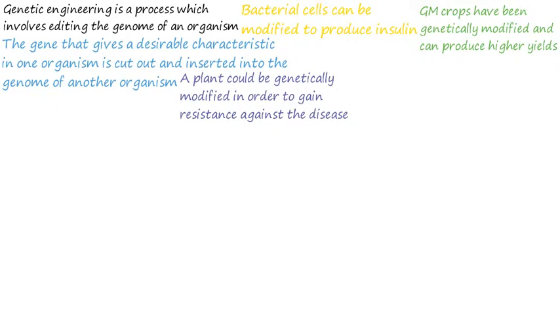GM crops are crops that have been genetically modified. Crops can be modified to produce higher yields and to reduce the impact of pests. Specific examples include potatoes being modified to be more resistant against pests, and crops being made resistant against mosaic viruses.